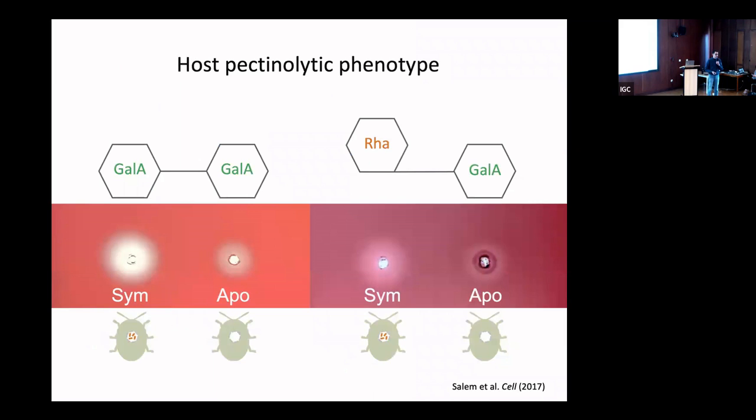What you're seeing here is an agar diffusion assay. Halos are indicative of activity. Diminished halos are indicative of diminished pectinolytic activity. And what you can see here is that symbiont loss consistently, whether you're considering the homopolymer of pectin or the heteropolymer of pectin, aposymbiosis corresponds to an inability to deconstruct this polysaccharide.